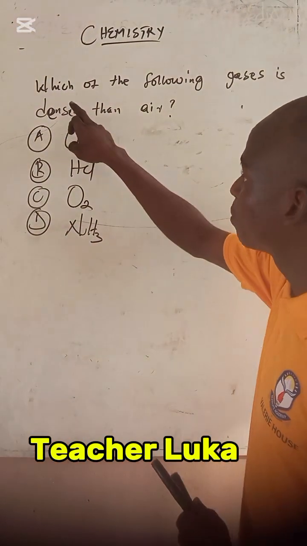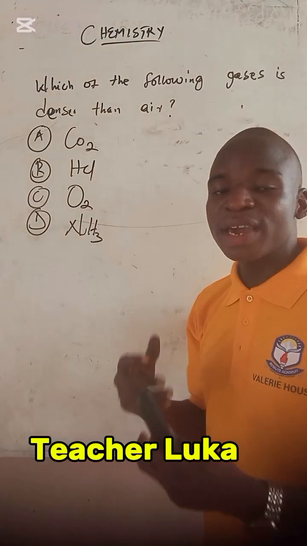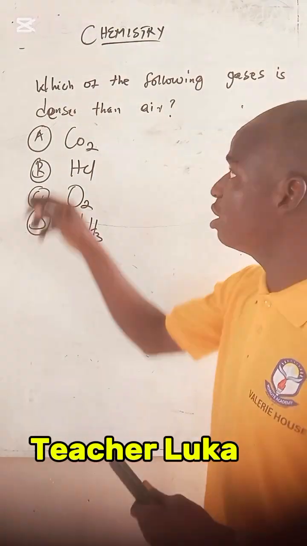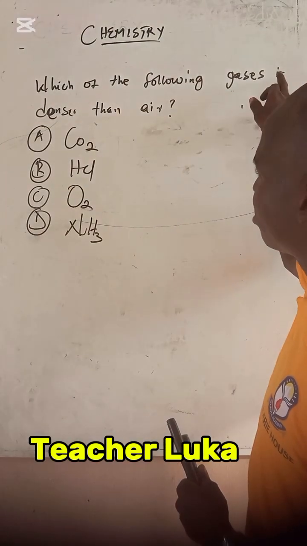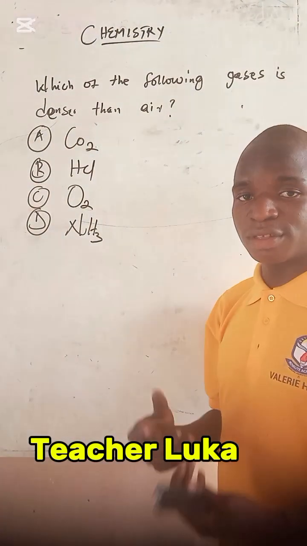So the question says, which of the following gases is denser than air? Now we can still simplify the question. We can make it, which of the following gases is lighter than air? Okay, so it still means the same thing.